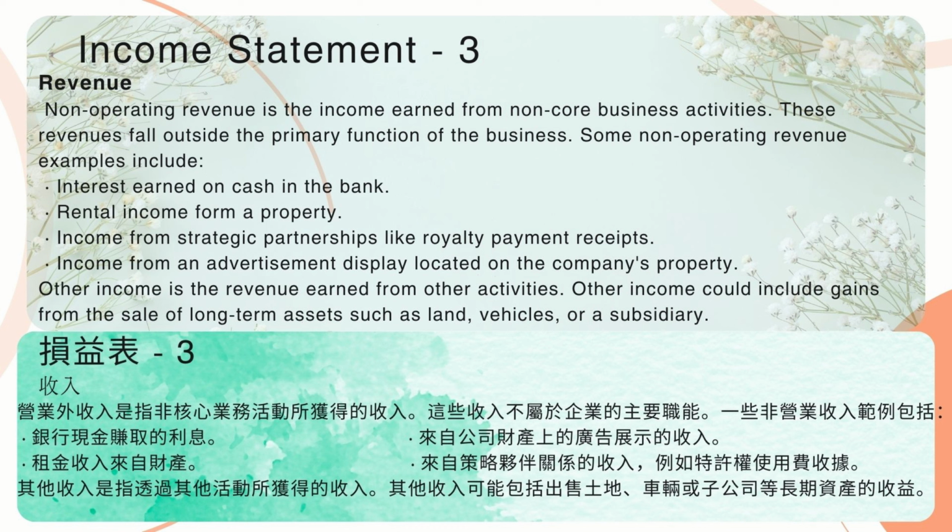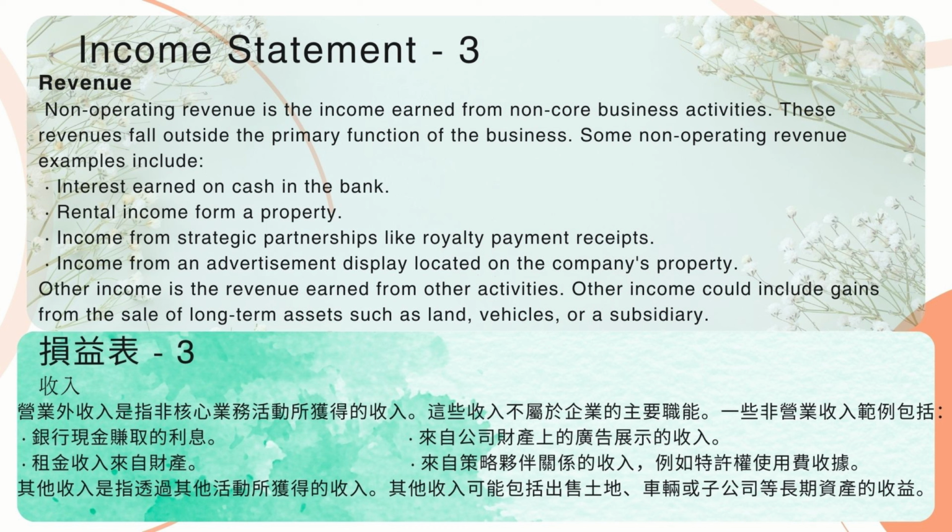Non-operating revenue is the income earned from non-core business activities. These revenues fall outside the primary function of the business. Some non-operating revenue examples include interest earned on cash in the bank, rental income from a property, income from strategic partnership like royalty payment receipts, income from an advertisement display located on the company's property.